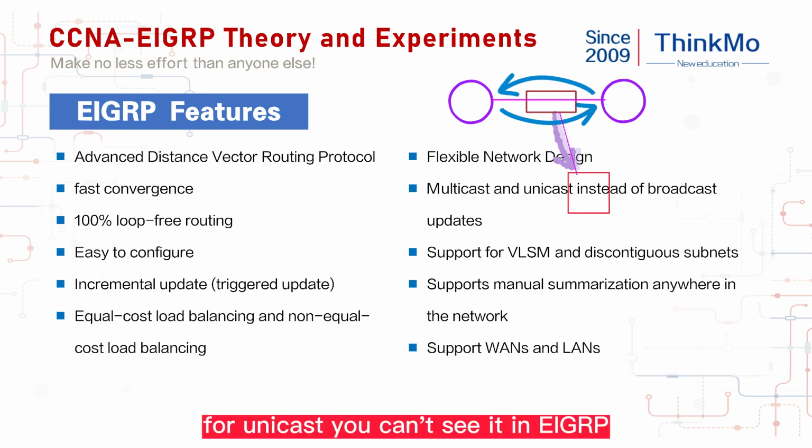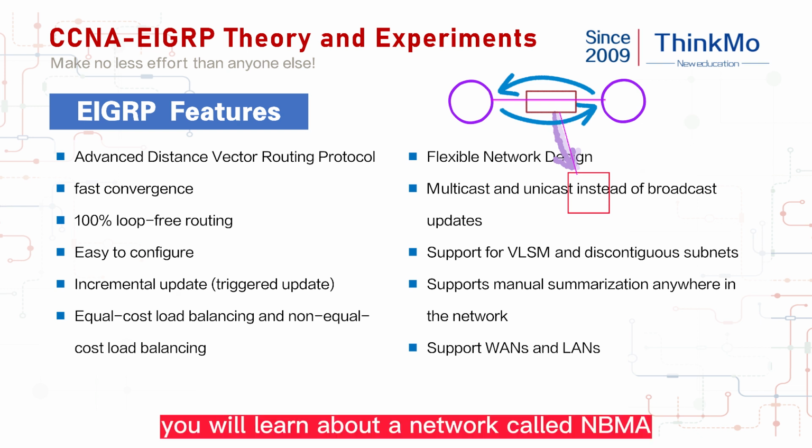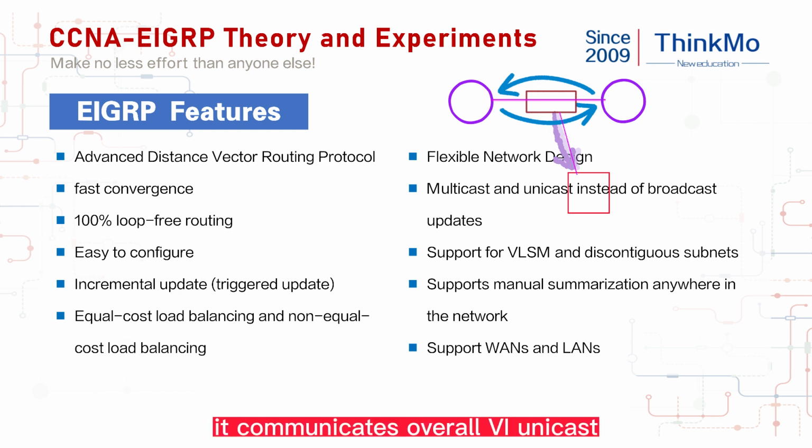For unicast, you can't see it in EIGRP. You have to be inside OSPF to see it. You will learn it in the NP stage in the future. When learning OSPF, you will learn about a network type called NBMA. Under this type of network, it communicates overall via unicast.